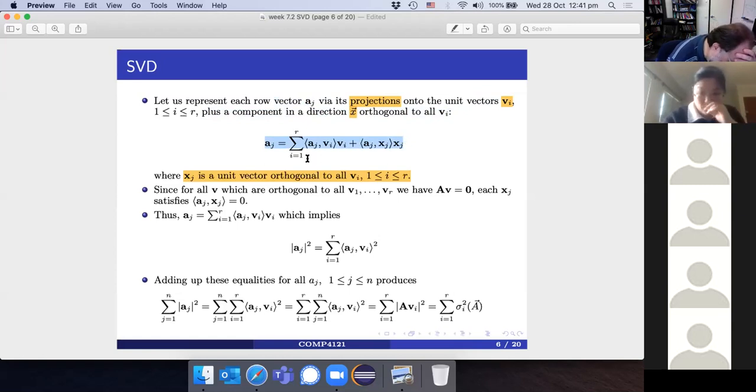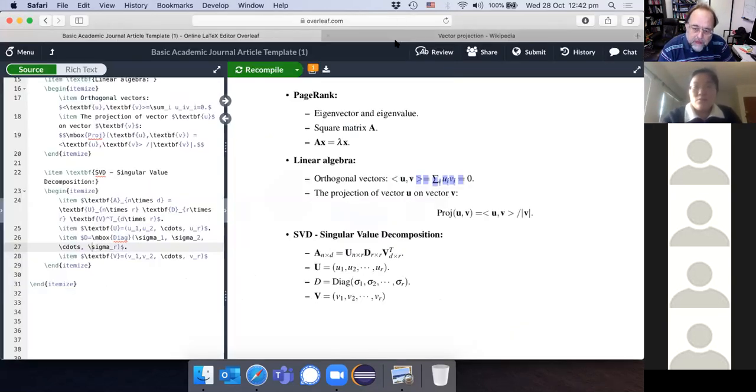Does anyone have a question here? As you may still remember, each vi is a unit vector with length equal to 1, so this inner product is also equal to the projection of Aj on vi. Probably we can use the example here.